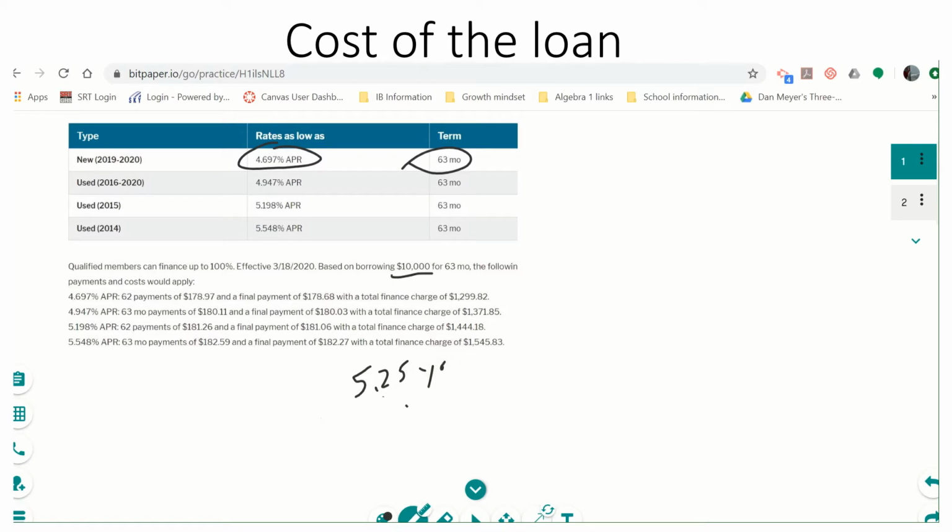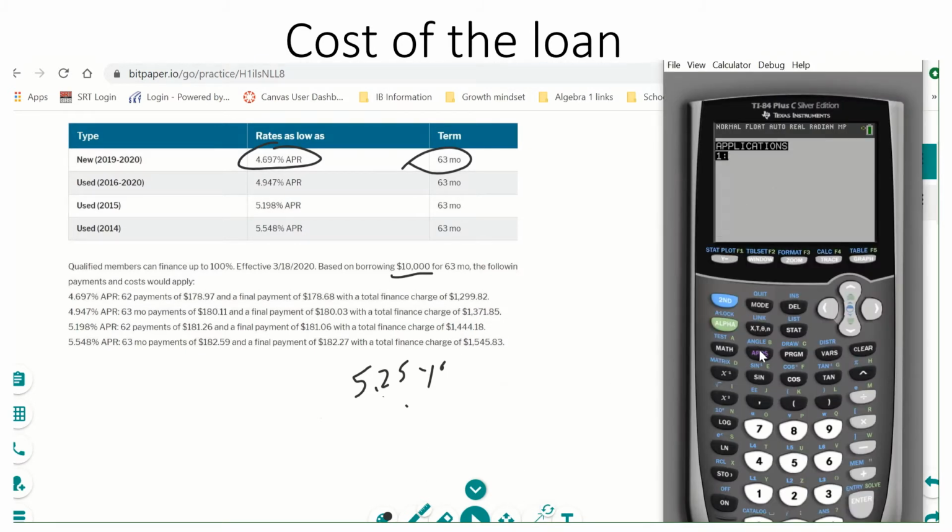Now, you're not going to get a new car for $10,000, I don't think, that I'm aware of. But they just do it as an example so you can compare. And they actually even show you your total interest paid. So when they talk about cost of the loan, that's the interest paid down here.